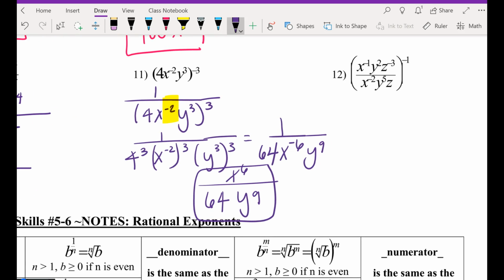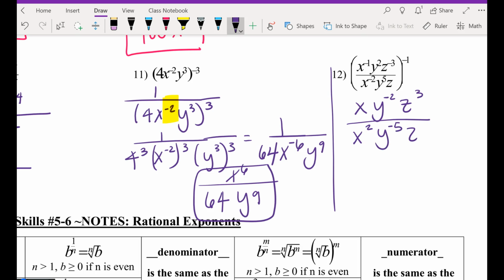Last question. Did you distribute the negative 1 power and then flip, or flip and then distribute? Okay. Again, personal choice. If you distribute the negative 1 power, x is now positive or negative? Positive 1. Y is now? Negative 2. Z is now? Positive 3. All over. X is now in the bottom? Positive 2. Y is now? Z is now? Great. And now, did you flip all the negatives?